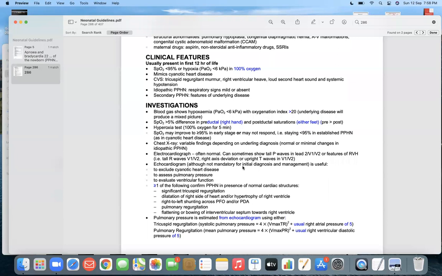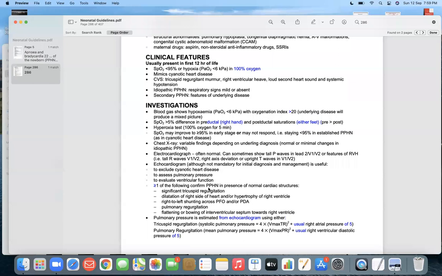Echocardiography, although not mandatory for initial diagnosis and management, is useful to exclude heart disease. So echocardiography is necessary for your differential diagnosis, and also to assess pulmonary pressure and to evaluate ventricular function. These are the three reasons: to rule out cyanotic heart disease, to assess pulmonary pressure, and to evaluate ventricular function.